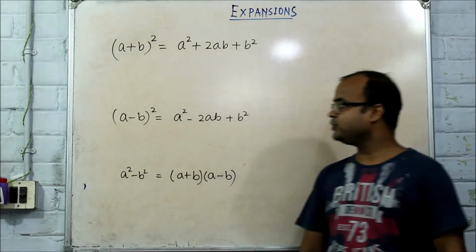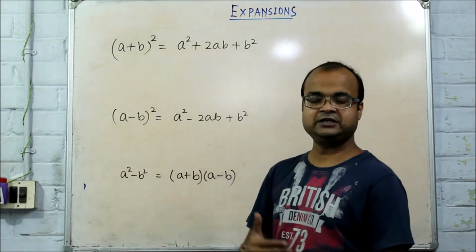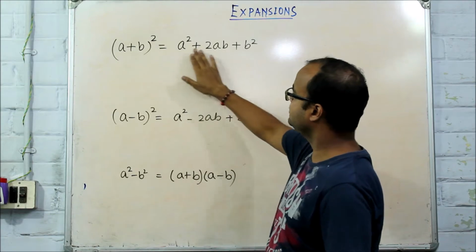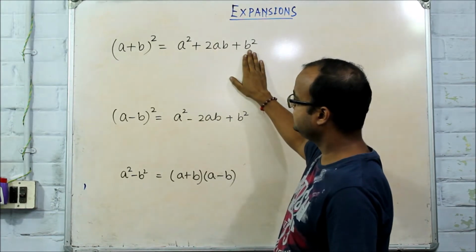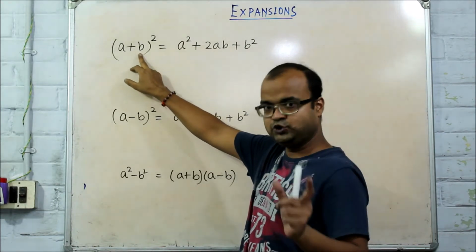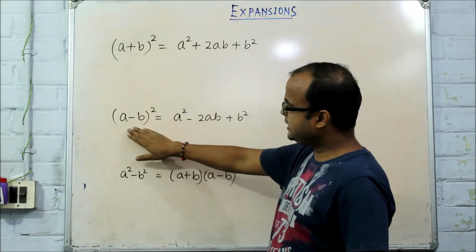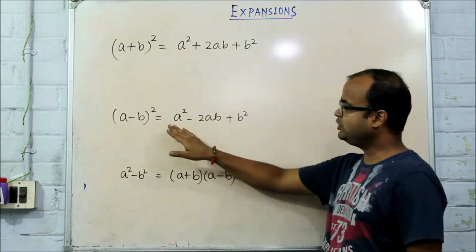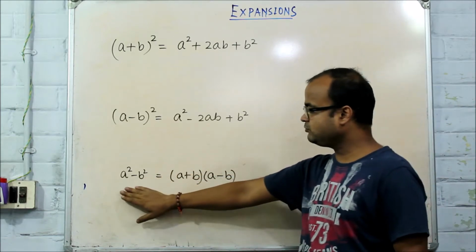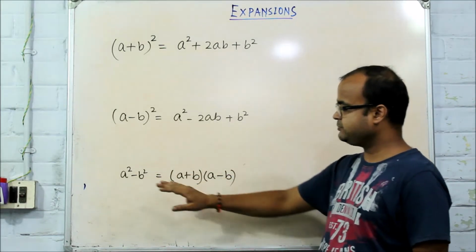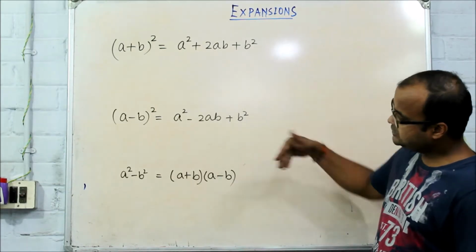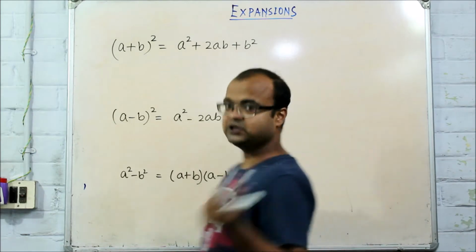Now the first three formulas which we used frequently in our previous classes: (a plus b) square is equal to a square plus 2ab plus b square. We get this formula by multiplying a plus b 2 times. Second formula is (a minus b) square, that is equal to a square minus 2ab plus b square. And third formula is a square minus b square, which is equal to (a plus b) into (a minus b). Now using these formulas we derive two other formulas.